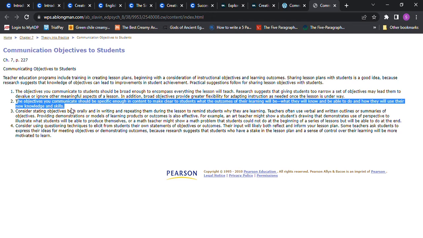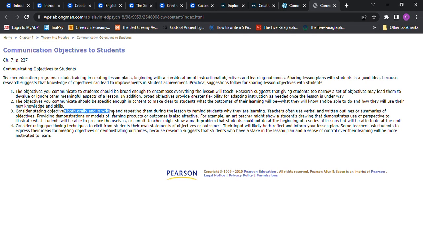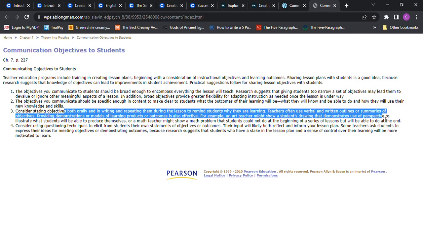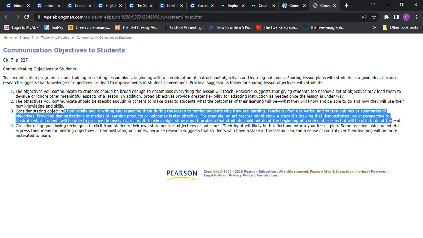Consider stating objectives both orally and in writing and repeating them during the lesson to remind students why they are learning. Teachers often use verbal and written outlines or summaries of objectives. Providing demonstrations or models of learning products or outcomes is also effective. For example, an art teacher might show a student's drawing that demonstrates the use of perspective to illustrate what students will be able to produce themselves. Or a math teacher might show a math problem that students could not do at the beginning of a series of lessons but will be able to at the end.